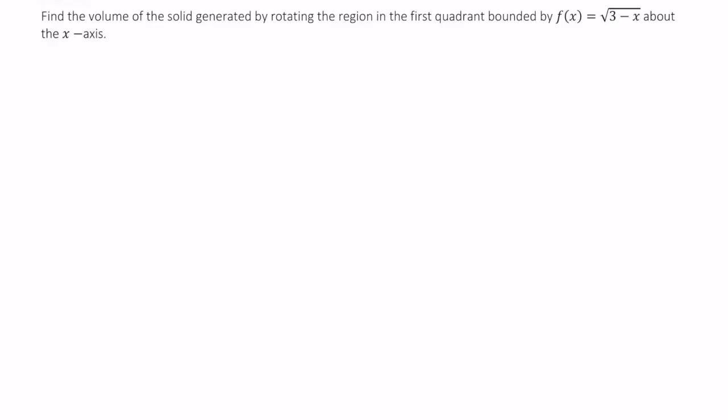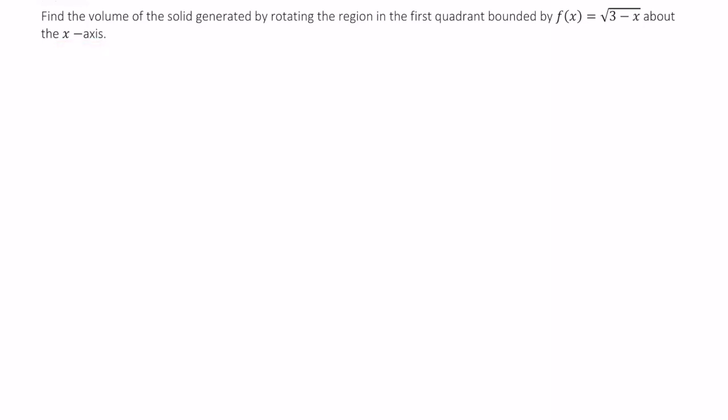Welcome. In this video, I'm going to show you how to find the volume of a solid of revolution, that is a solid generated by rotating a given region, in this case f of x equals the square root of 3 minus x, bounded in the first quadrant, about a particular axis, and in this case we're using the x-axis.